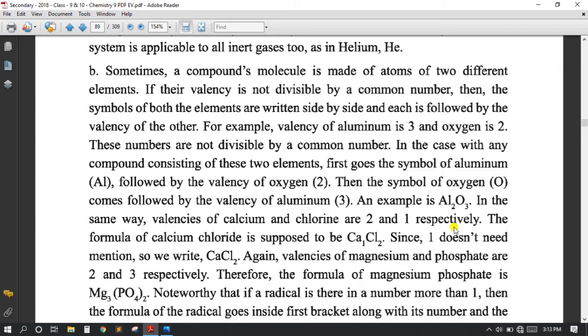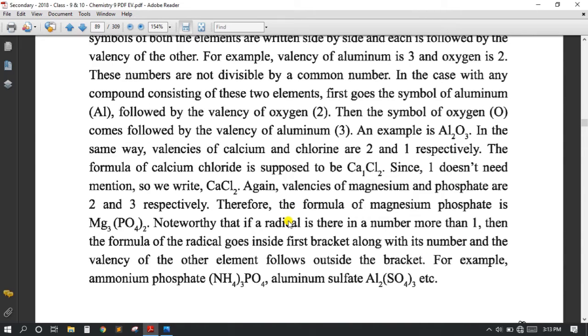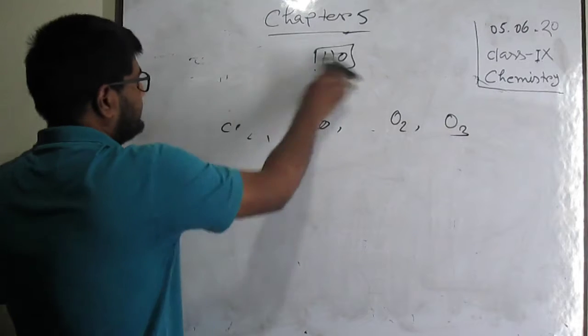So we should understand how I can write this type of formula. On my board now I will explain aluminum oxide, aluminum sulfate, ammonium phosphate and magnesium phosphate. If you understand how to write this type of formula, then you can try to write other formulas easily. So at first, go to my board.